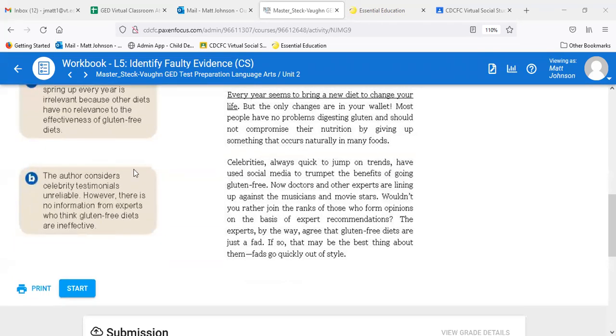All right, and then so B, it says the author considers celebrity testimonials unreliable. However, there is no information from experts who think gluten-free diets are ineffective. So in that second part, celebrities are making endorsements, they're making money, but this person doesn't give specific information about what experts are saying. It just says doctors and other experts are lining up against them, but they don't really give specifics as to who or what they're actually saying.